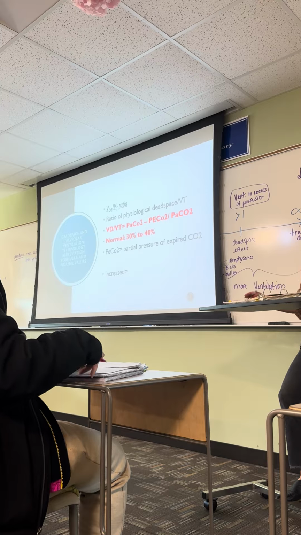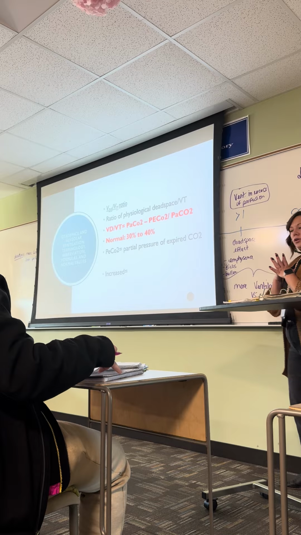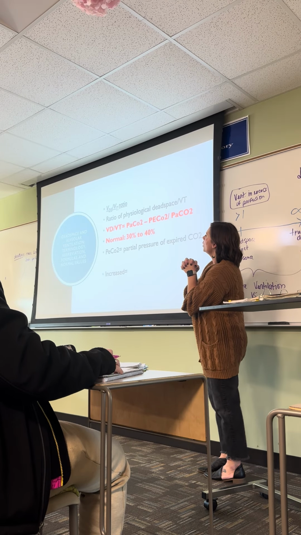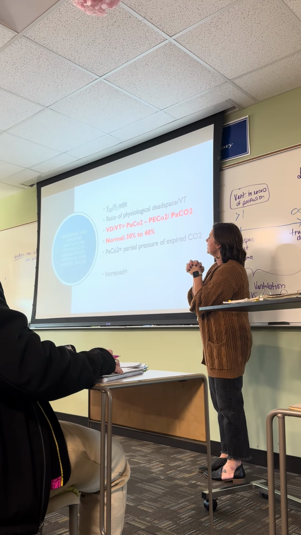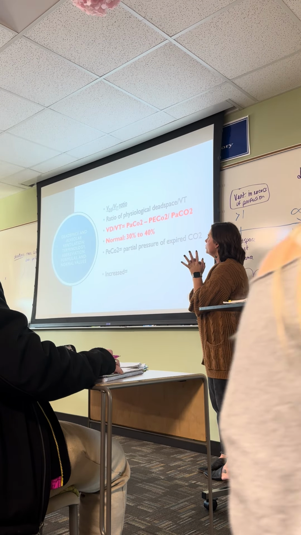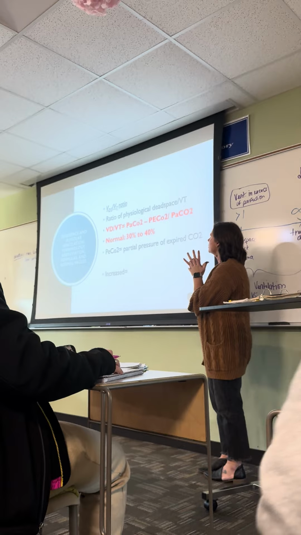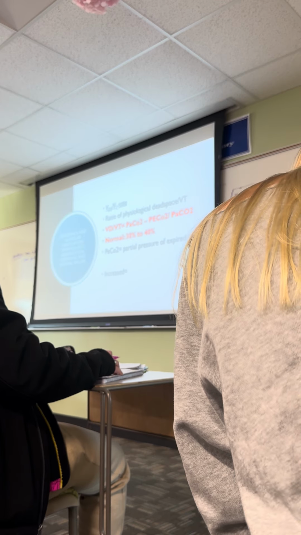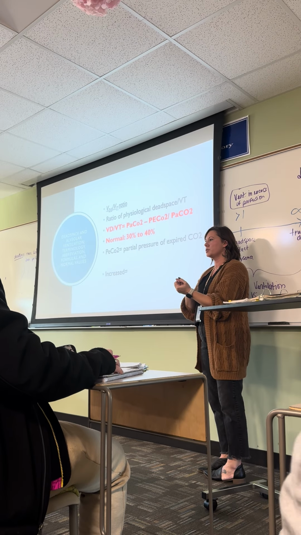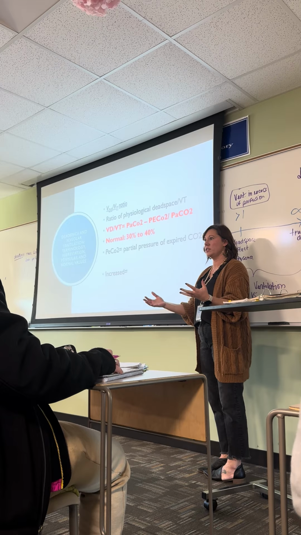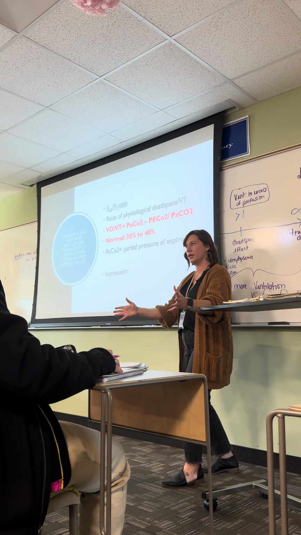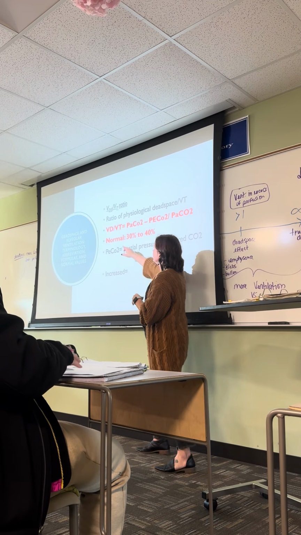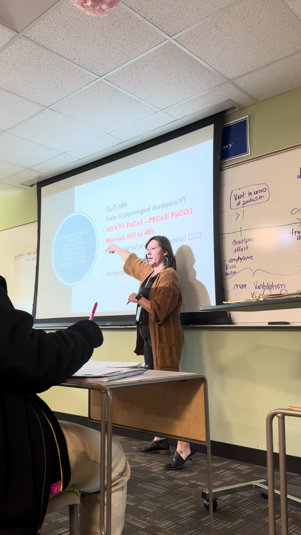Before we get to alveolar, we have our VD/VT ratio. This is the ratio of our physiological dead space versus our tidal volume. We know what VD is, right? That's our dead space ventilation, so that was our 150. And we're going to divide it by our tidal volume.